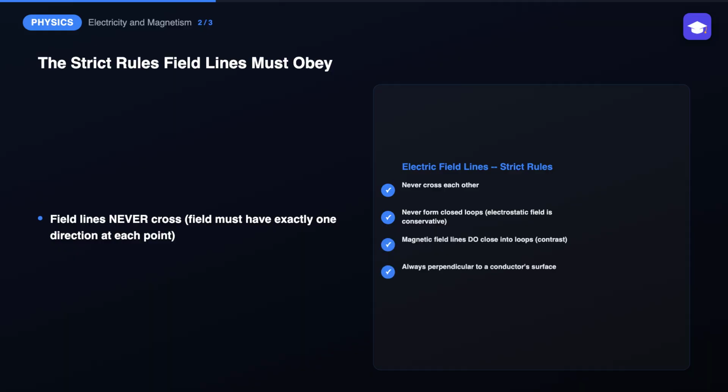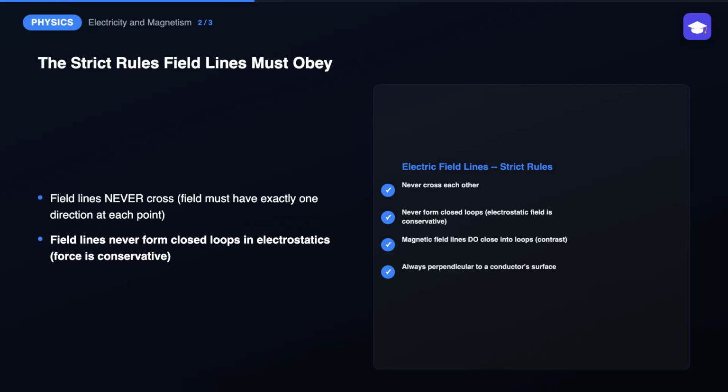If two lines crossed at some point, that point would genuinely have two different directions for the electric field simultaneously, which is physically impossible, since the field at any given point must have exactly one single, well-defined direction.